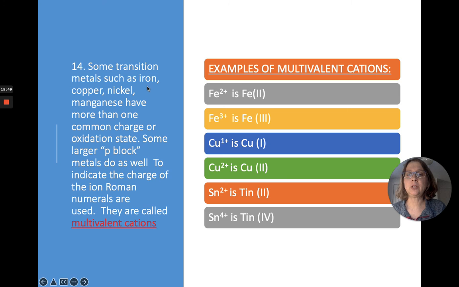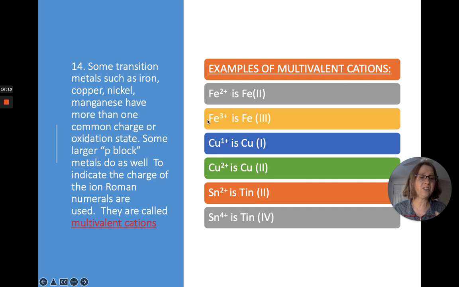Right, final set of notes. Some transition metals such as iron, copper, nickel, and manganese have more than one common charge or oxidation state. And some larger p-block metals do as well, like lead and tin. To indicate the charge, since they have more than one, we use a Roman numeral. And these are called multivalent cations. So for example, there are 2 forms of iron, iron 2+ and iron 3+.